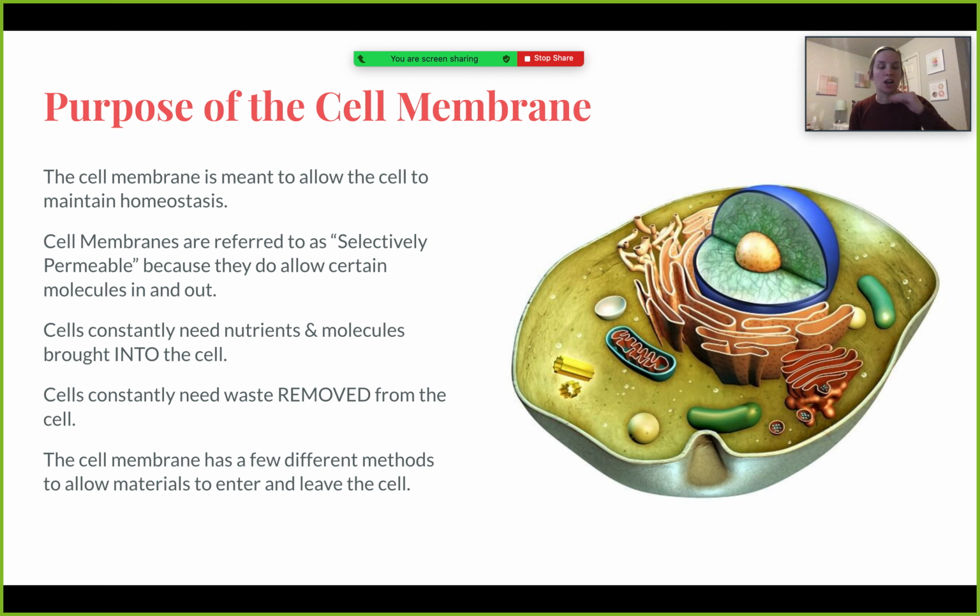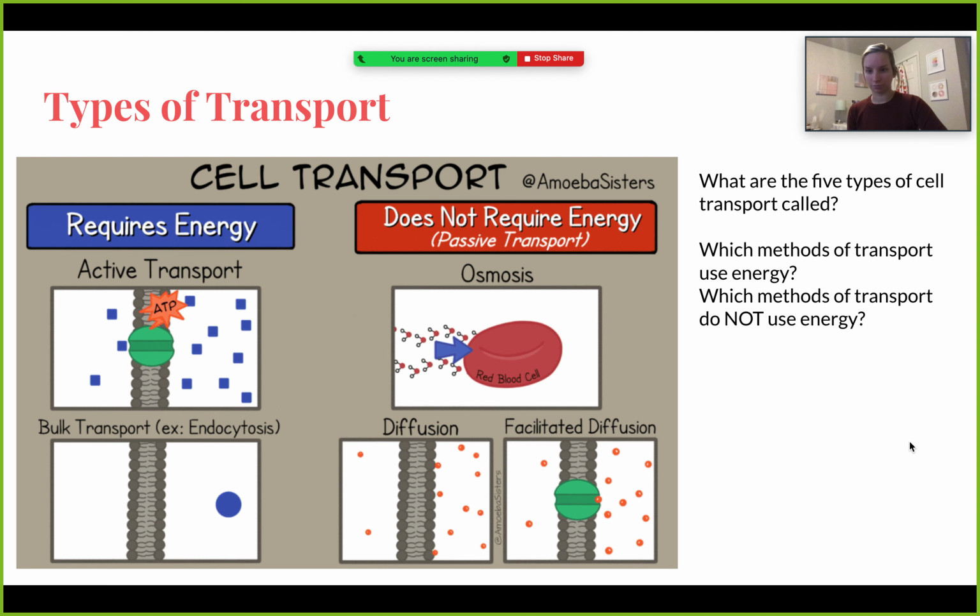But certain things do need to come in. Like water, it's good to have water inside the cell, but if there's too much water flowing in all at once, then the cell can pop. So it's selectively permeable, only certain things can come in and come out at certain times. So cells constantly need nutrients and molecules brought into the cell, and they constantly need waste removed from the cell. The cell membrane has a few different methods that allow things to come in and kick things out. So again, selectively permeable is kind of an important thing to remember from this slide.